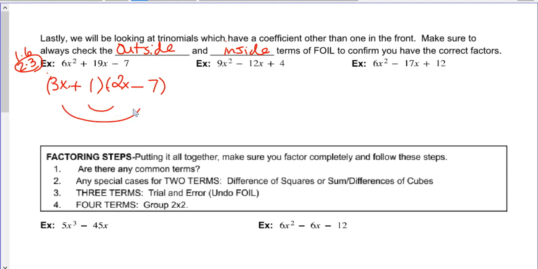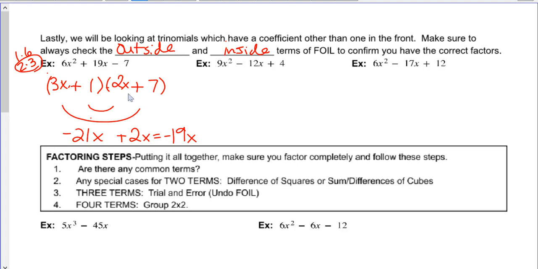Now, outside, 3x times a negative 7 is negative 21x. Inside is a plus 2x. Oh, that's looking even better. That gives me a negative 19x, which is not exactly what I need because I need a positive 19x, but I do have the number 19, and that's very beneficial because if you have the number but the wrong sign, then we can fix this ever so nicely by switching the sign.